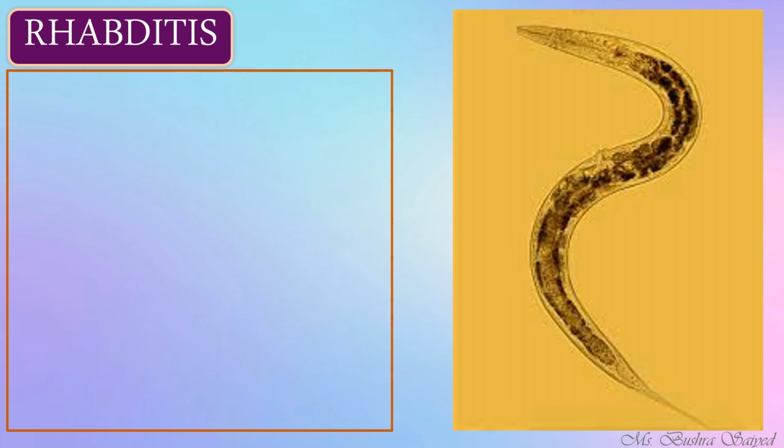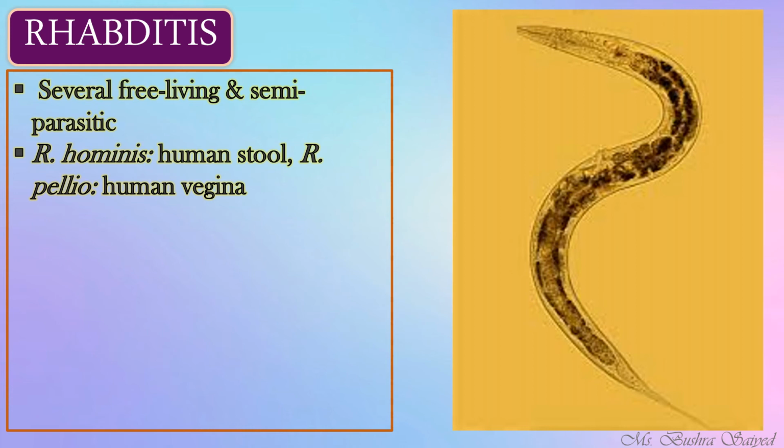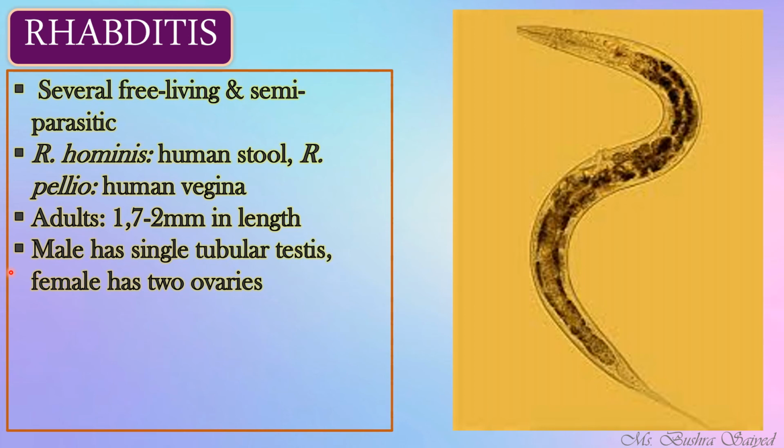Coming to the second one, that is Rhabditis. Rhabditis, when we talk about, they are free living. Some of them are semi-parasitic. Rhabditis hominis is one of the species which lives in the human stool. Rhabditis pellio is one of the species which lives in the human vagina, and it is flushed out with the urine. Adults are around 1.7 to 2 mm in length. Male has a single tubular testis and female has 2 ovaries.